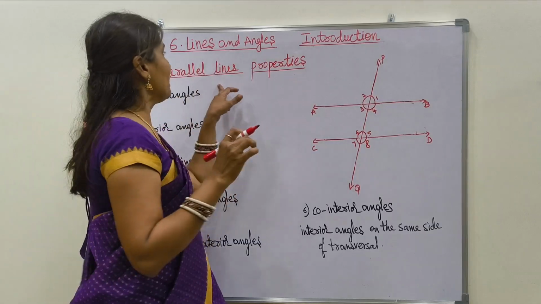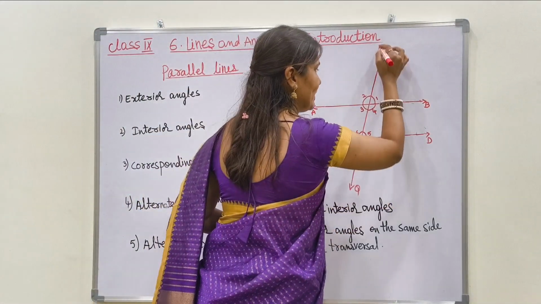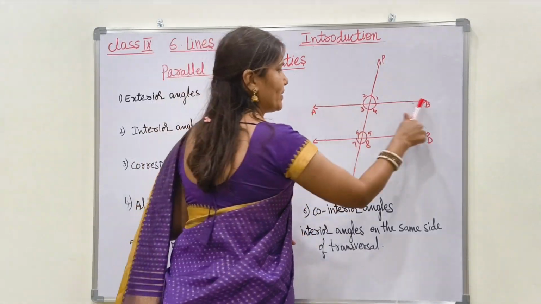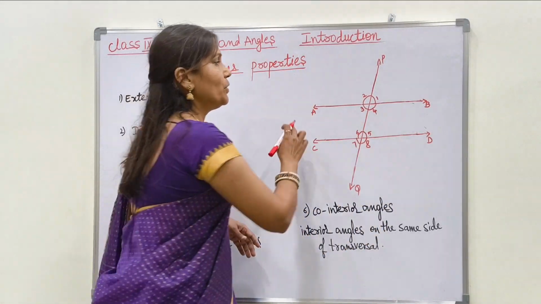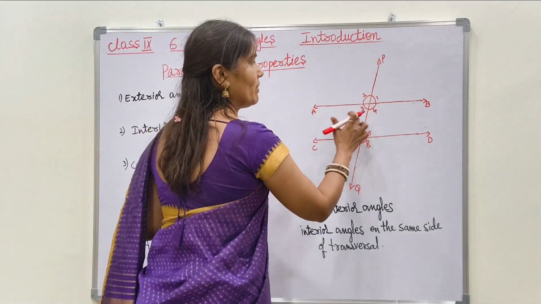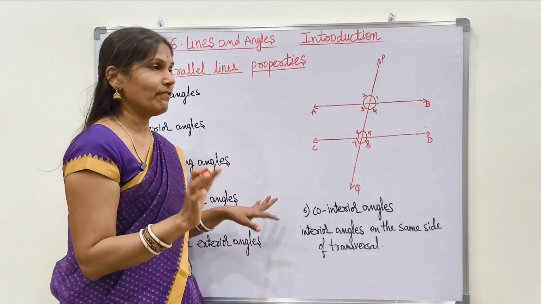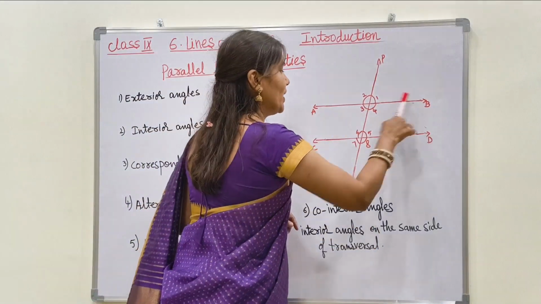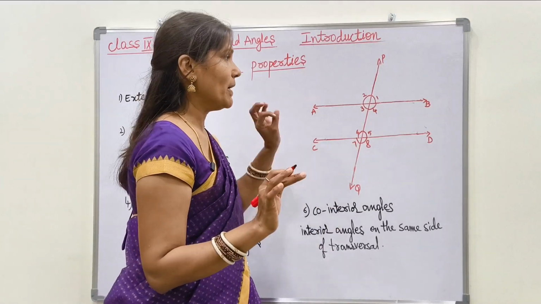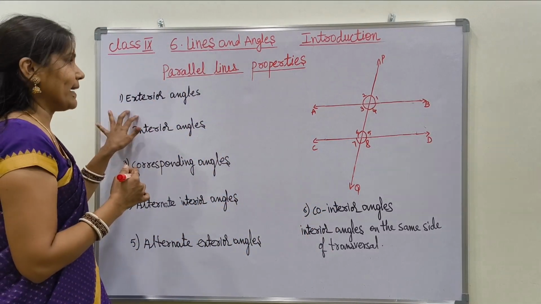Now we will learn parallel lines properties. See beta. Two parallel lines cut by a transversal. This line is called a transversal. These two are parallel lines. Two parallel lines cut by a transversal means here 1, 2, 3, 4, 5, 6, 7, 8 angles will form. Once again I will say, two parallel lines cut by a transversal means here 8 angles will form.